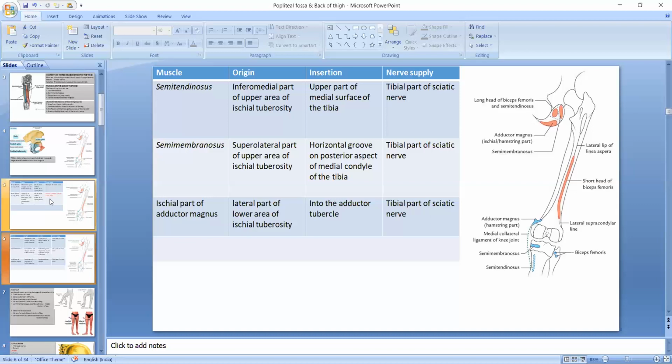And we should discuss here what would happen if there were damage to the hamstring muscles. So we can see one of the important and very common things is muscular strain.